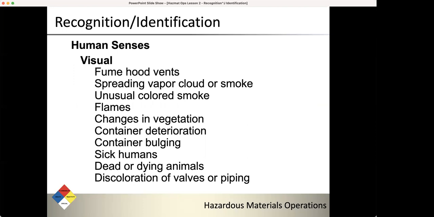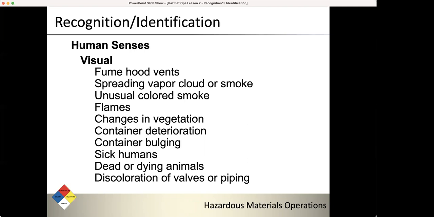And then at our number 6 recognition clue, the human senses. So let's start with our visual sense. What are some things that will give us an idea that hazardous material is present? Fume hoods to suck fumes out of laboratories, a spreading vapor cloud or smoke that's not normally there, unusually colored smoke, flames, changes in vegetation, that's important, container deterioration.